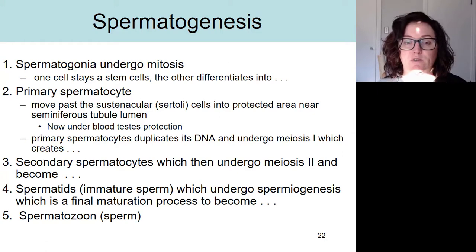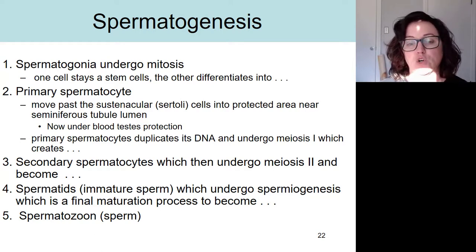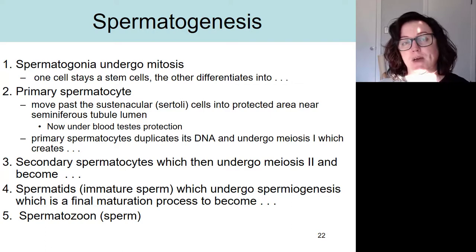creating 2 cells that are called secondary spermatocytes. The secondary spermatocytes then undergo meiosis 2, and now they are called spermatids. Spermatids are essentially immature sperm. And these immature sperm undergo a process called spermiogenesis, not to be confused with spermatogenesis. So the spermatids go through spermiogenesis, which is a process of maturation, where basically it becomes a fully mature sperm, also known as a spermatozoon.